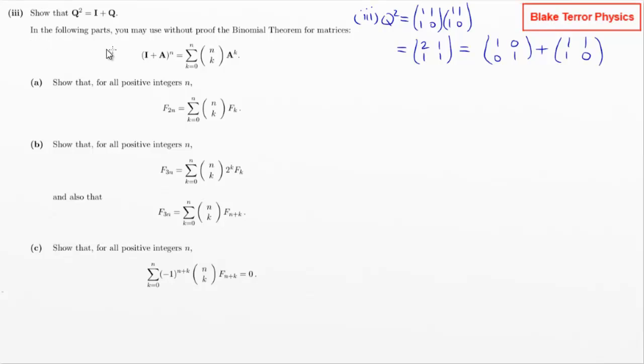In the following parts, you may use without proof the binomial theorem for matrices. Okay, great. So let's go back to red again. So for part A, show that for all positive integers n, F_{2n} is equal to that.